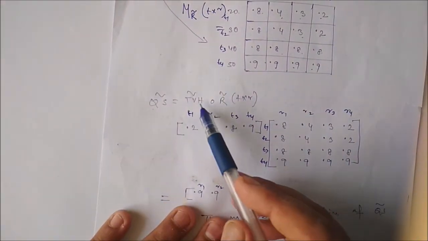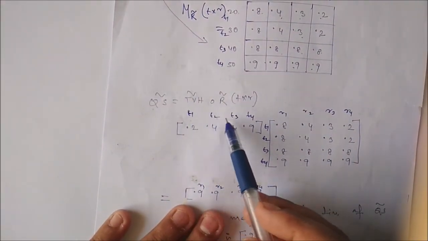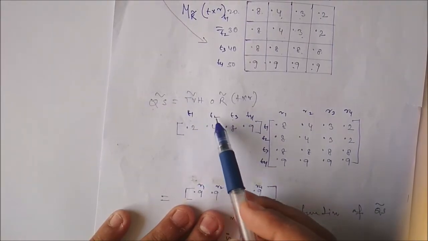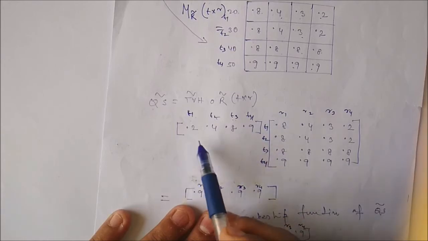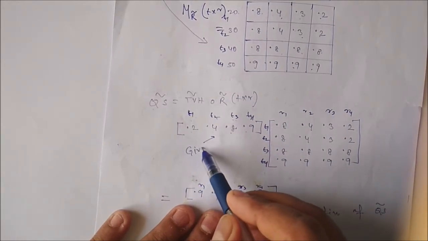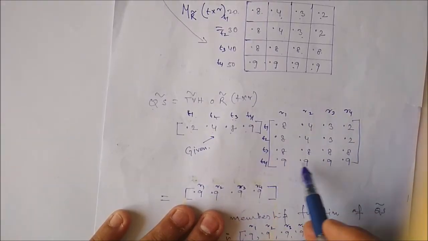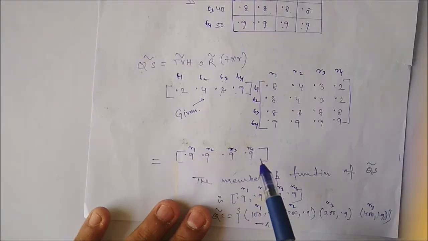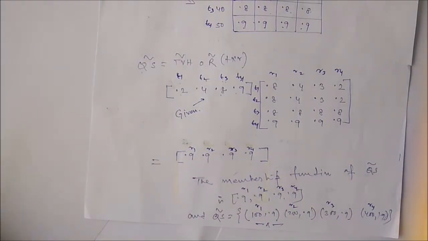Next, TVH is given. So T1, T2, T3, temperature is very high, is given. The elements are T1, T2, T3, T4, and the membership values 0.2, 0.4, 0.8, 0.9. These are given. And this one we have just calculated. Now, to get this one, we can see this particular formula.